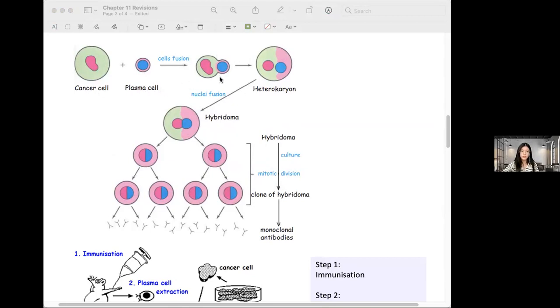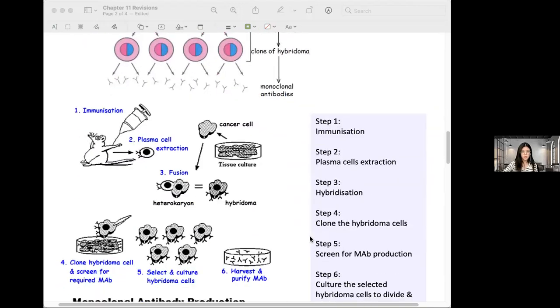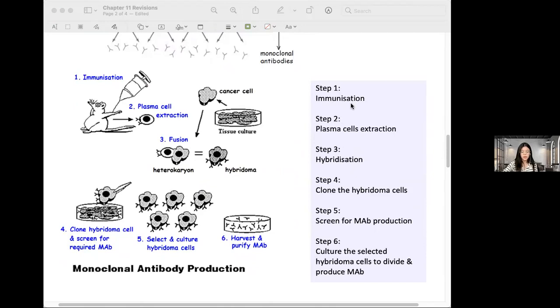So when the membrane of these two cells fuse together, a heterokaryon is formed. And when the nuclei of these two cells fuse together, a hybridoma is formed. The hybridoma is then cultured in the lab and divided by mitosis. This clone of hybridoma will secrete monoclonal antibodies for diagnosis and treatment. So these are the steps.